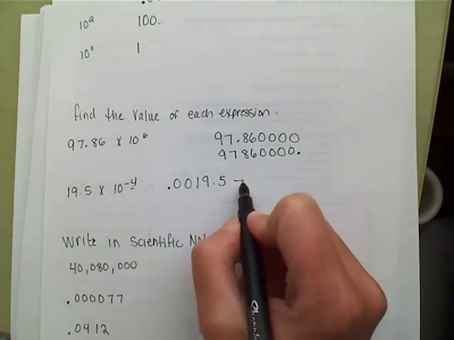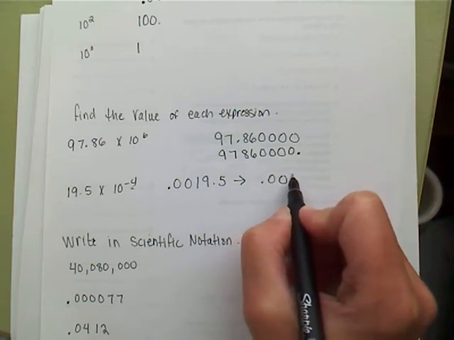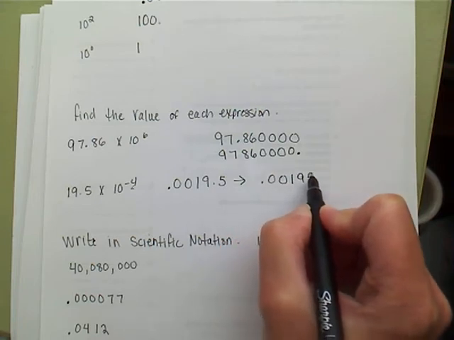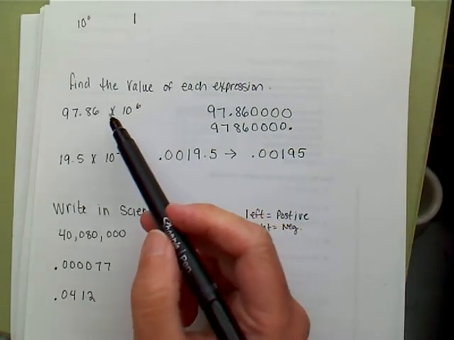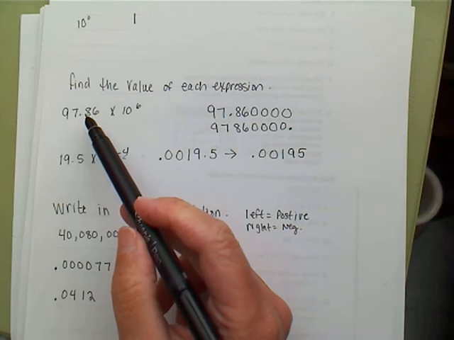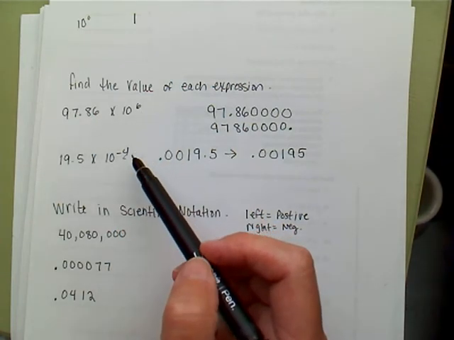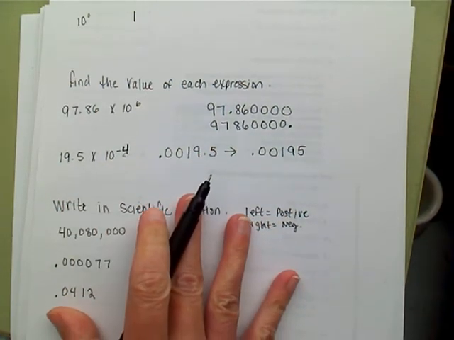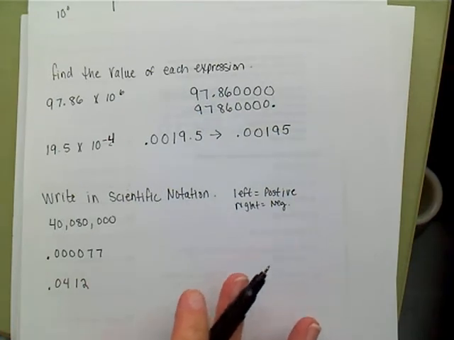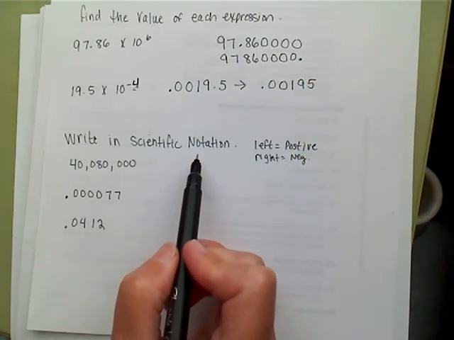So I'm going to rewrite it correctly as 0.00195. So the big picture here is you take the number that's given to you and you're going to move the decimal to the nth place according to what's with this 10. That's all you're doing. Then finally you might be asked to write something in scientific notation.